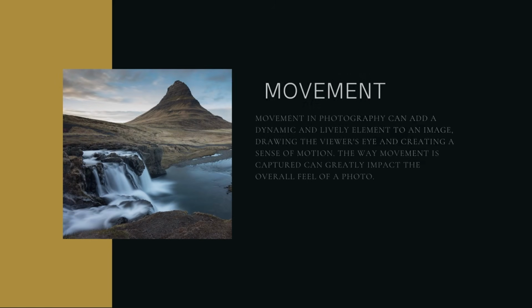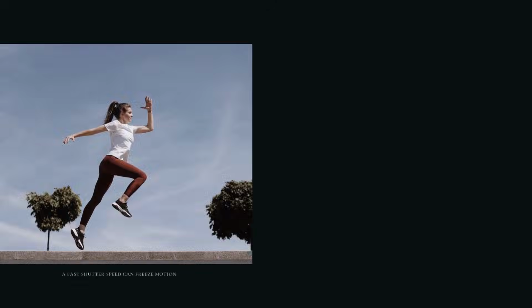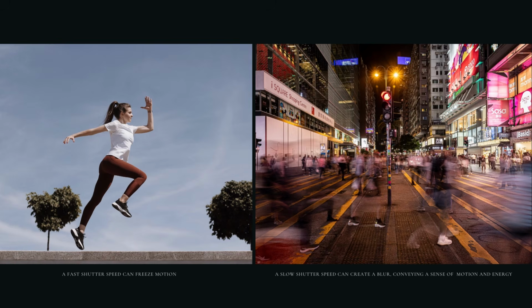Similarly, a large object in the foreground of a landscape photo can also create emphasis and add depth to the image. Movement. Movement in photography can add a dynamic and lively element to an image, drawing the viewer's eye and creating a sense of motion. The way movement is captured can greatly impact the overall feel of a photo. For example, like discussed in our video on exposure, a fast shutter speed can freeze motion, while a slow shutter speed can create a blur, conveying a sense of motion and energy.